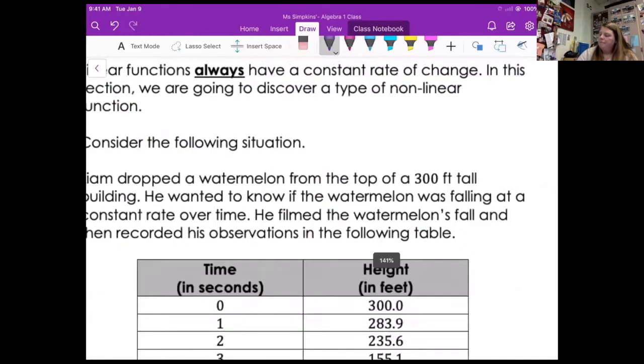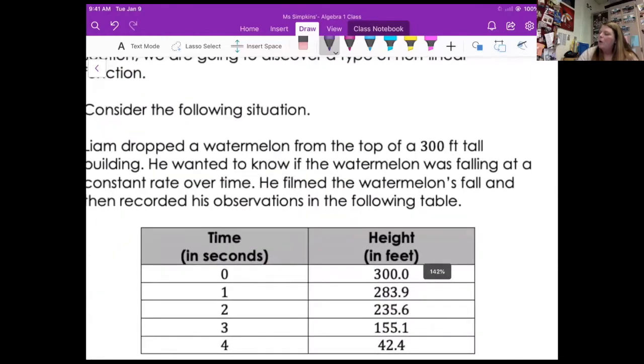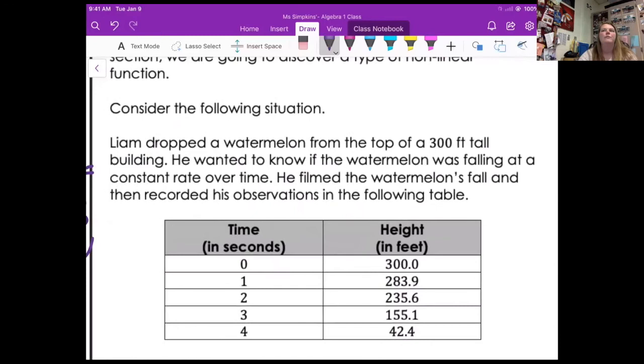So Liam, crazy Liam, is dropping a watermelon from the top of a 300-foot tall building. Because he feels like it, I guess. For YouTube, right? For his TikTok, something. He wanted to know if the watermelon was falling at a constant rate. He films the watermelon's fall and then records his observations in the table.